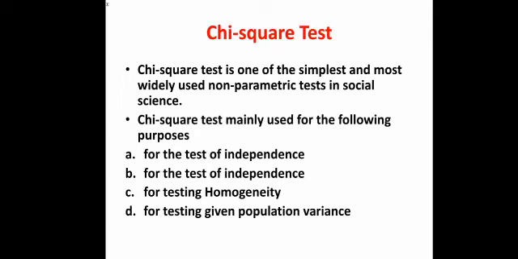Chi-square test. It is one of the simplest and most widely used non-parametric tests in social science research. This test is mainly used for the following purposes: for the test of independence, for testing homogeneity, and for testing a given population variance.